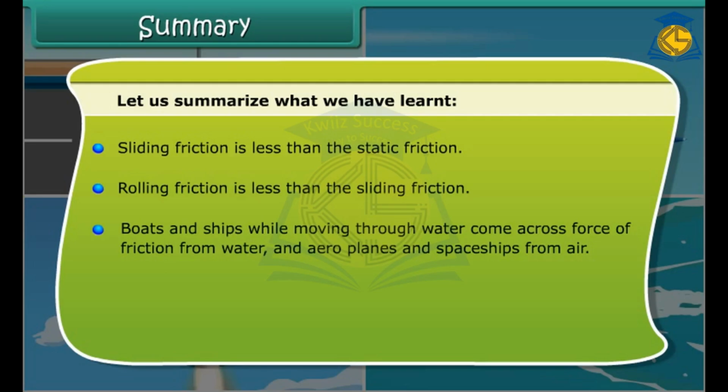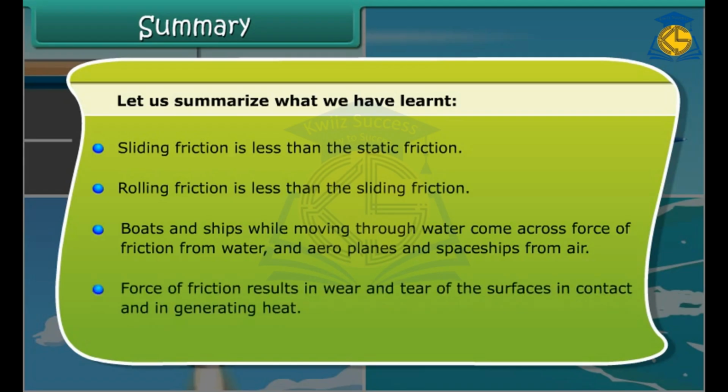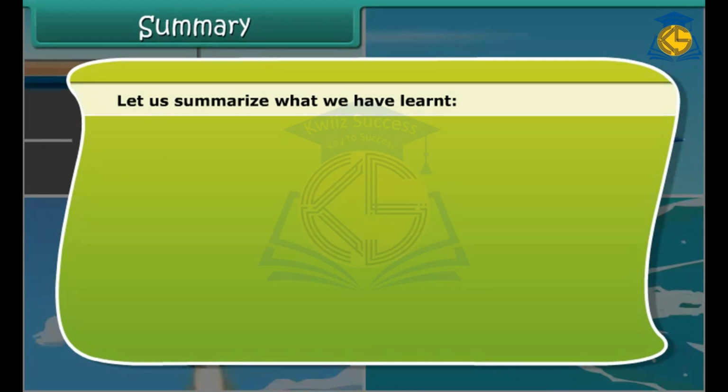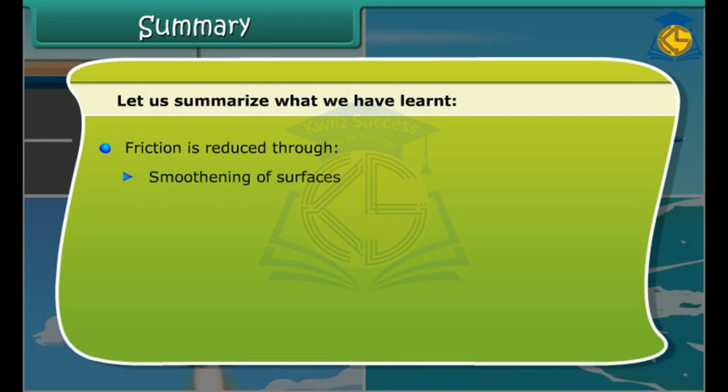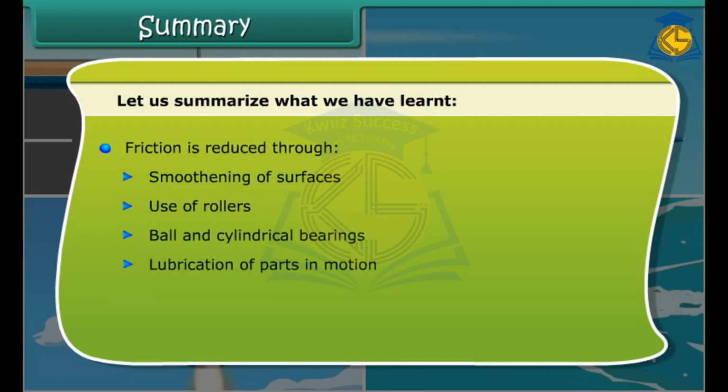Boats and ships, while moving through water, come across the force of friction from water, and aeroplanes and spaceships from air. Force of friction results in wear and tear of the surfaces in contact and in generating heat. Friction is reduced through smoothening of surfaces, use of rollers, ball and cylindrical bearings, lubrication of parts in motion, and streamlining.